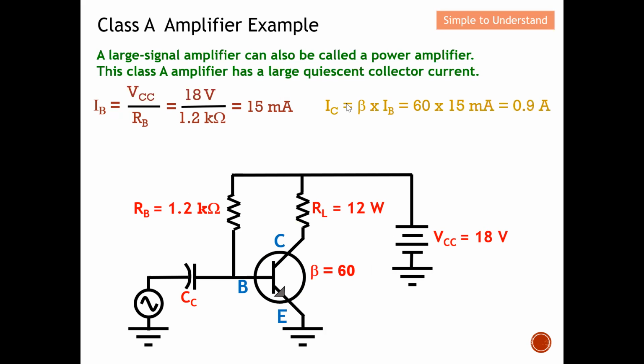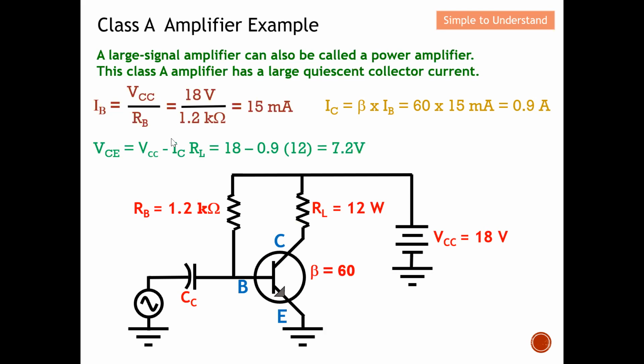Next, I can also calculate the current at the collector, which is governed by this equation. This is basically the current gain of the transistor. So from here, I can compute that IC, the current at the collector, is equal to 0.9 ampere.